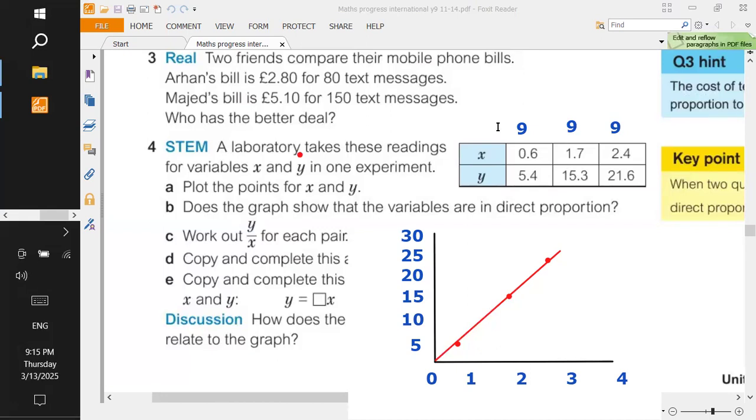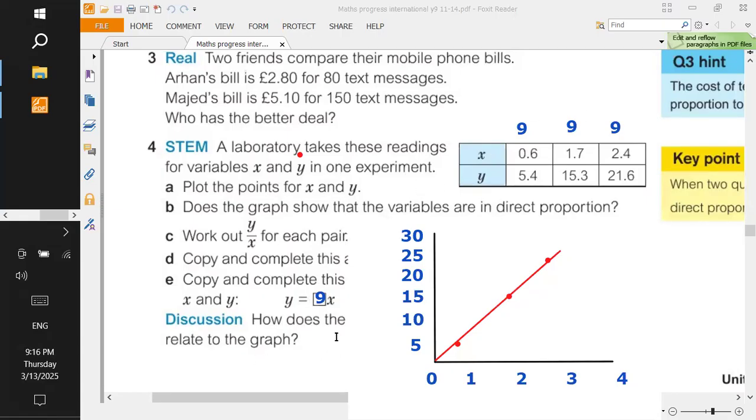This means that the variables can be checked without plotting a graph. If I divide the y over the x and it gives me the same number all the time, this means that this is the constant of proportionality, because this number is always constant, it's the same. This means that the variables are in direct proportion. When you write the equation, it's going to be y equals a number times x, and this number is 9, a constant number, okay?